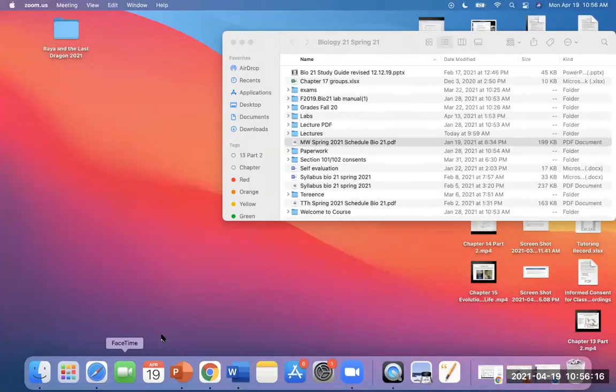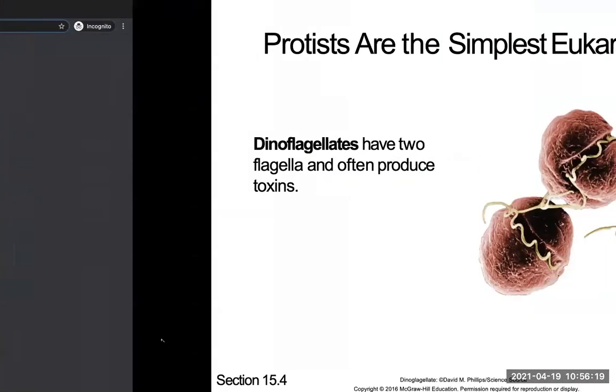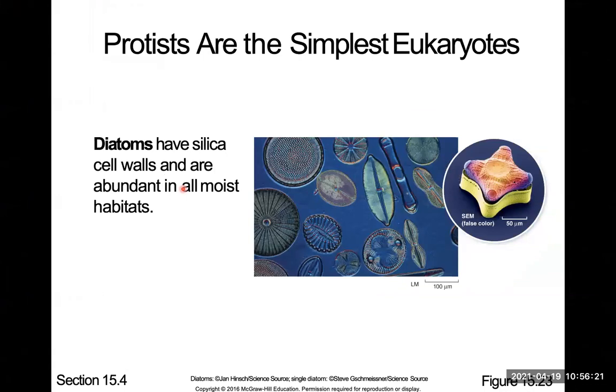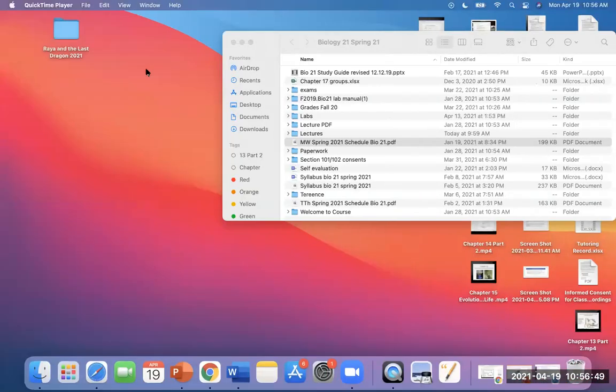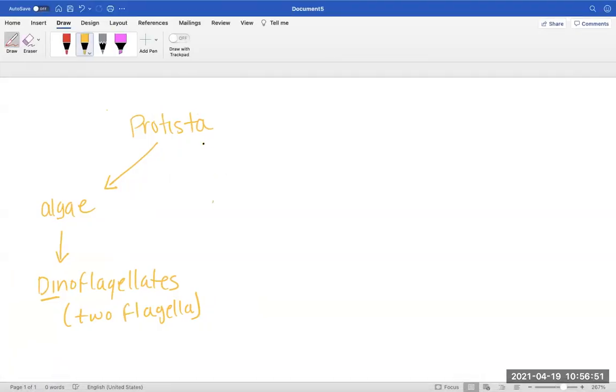Another one we have is diatoms. Diatoms have silica. If it was maybe a clamshell, it's made up of calcium. Diatoms are single cell organisms and they have silica in their cell wall. Silica is the same thing that glass is made out of. You will find them in moist habitats. So that's the next one we have, diatoms.